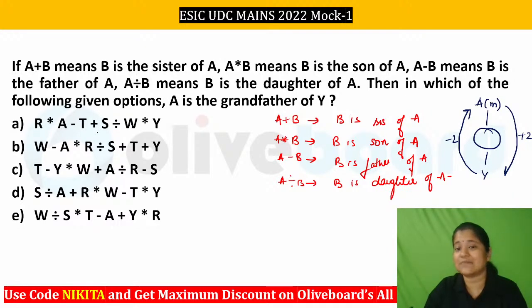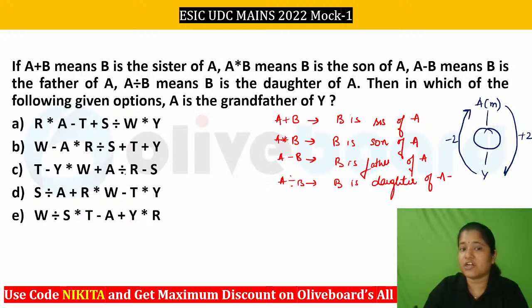Can we eliminate something on the basis of gender in any of the options here? So in the first one, R asterisk A minus T. R asterisk A means A is the son of R. So this cannot be eliminated. Similarly in the second one, W minus A. Minus means B is the father. So again A is the father of W. So this also cannot be eliminated.